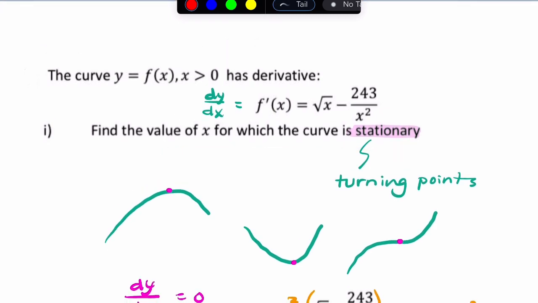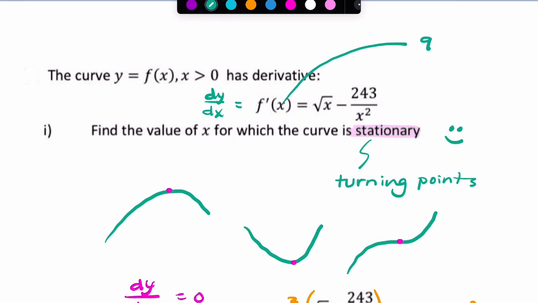And we can check that really easily. We can just take x equals 9 and put that into here. So if we were to find f dash of 9, if you substitute 9 here and 9 here, you'll find that you get 0. So that's correct. So we found the value of x that makes the curve stationary.